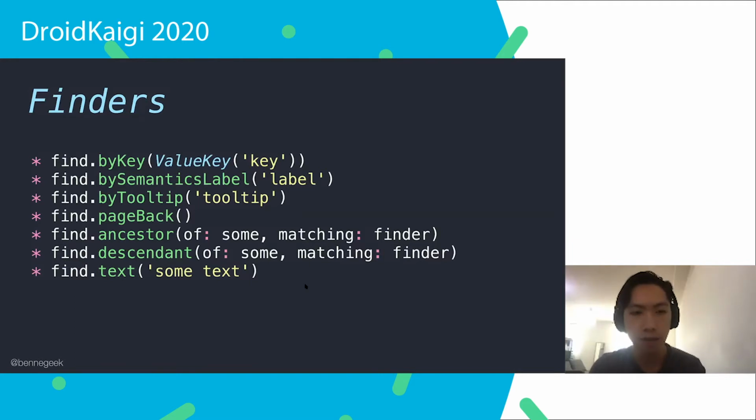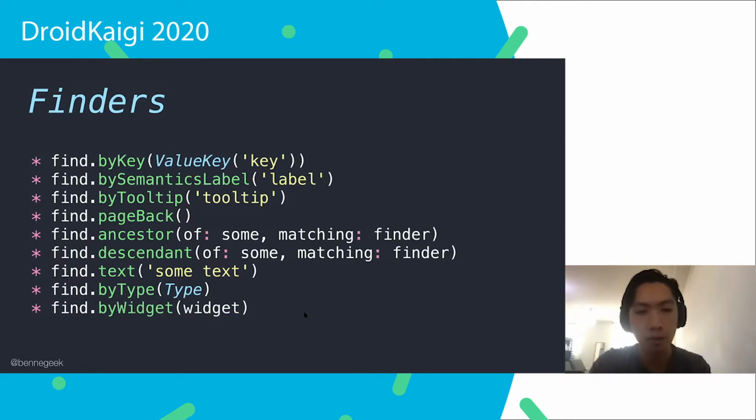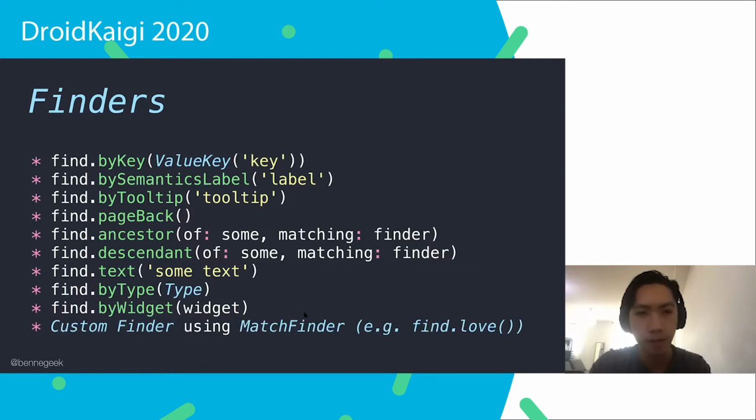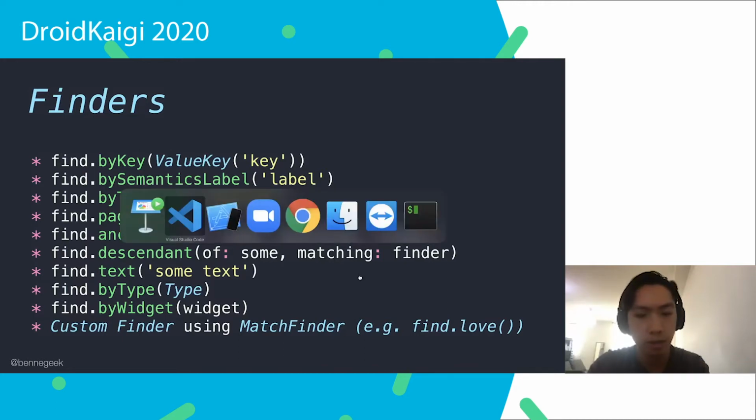And as you saw earlier, you can also use the find text method to find a widget containing some text. It only works for some widgets that have text, such as Text, and I think it also works for the text fields. You can also use find by type to find the widget, or find the actual instance of the widget if you have it. You can also create a custom finder by using MatchFinder and extending it. For example, we can add a method called find.log as an extension to find, and hopefully we get something.